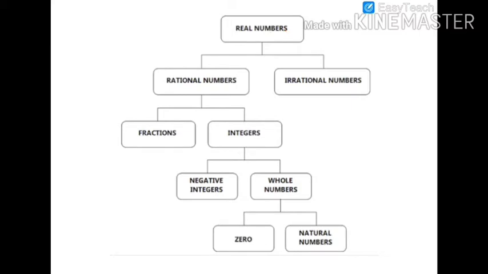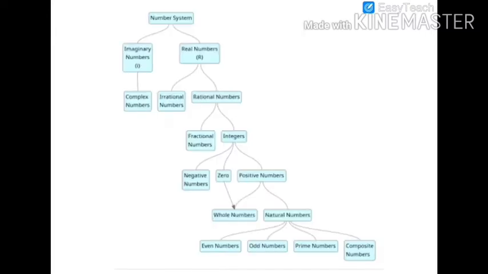So are these the only numbers that exist? In your higher classes, you will learn that the number system consists of real numbers and imaginary numbers. This part is optional. This is only as an extra knowledge. And the rest of the chart depicts the same thing that we saw earlier.